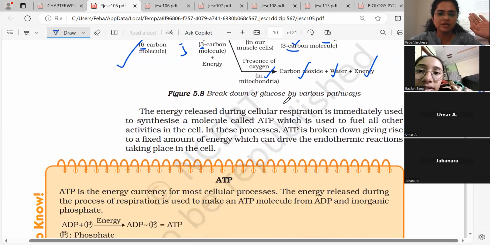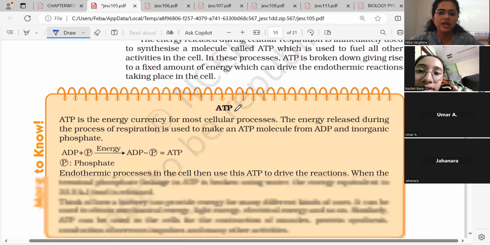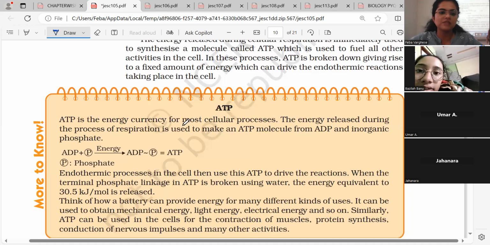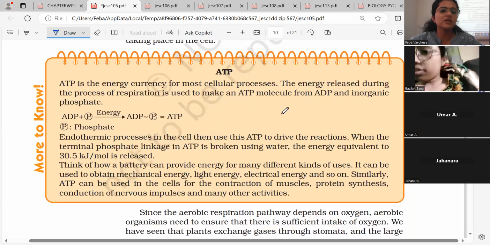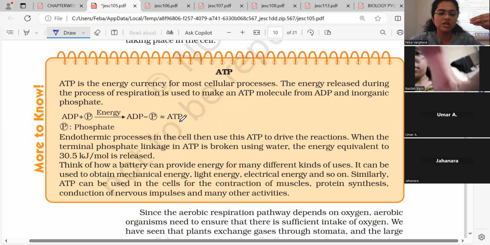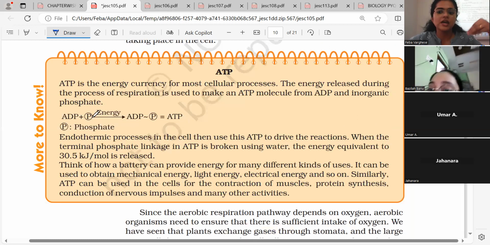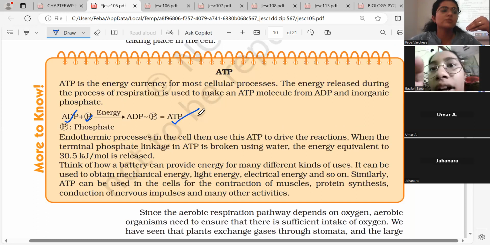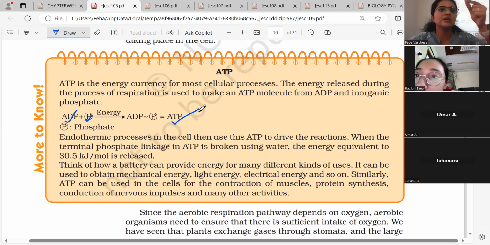Study it properly. The breakdown of glucose by various pathways is shown. And now we already said about ATP. What is ATP? It's the energy currency of most of the cellular processes. ATP is adenosine triphosphate, and its production happens in the mitochondria in case of aerobic organisms. And how is ATP produced? Adenosine diphosphate combined with phosphate in the presence of energy is going to give you adenosine triphosphate. ADP, adenosine diphosphate, combined with one more phosphate becomes adenosine triphosphate.